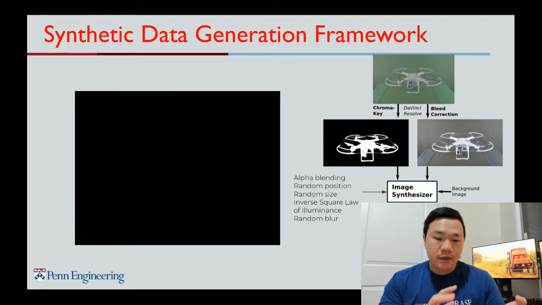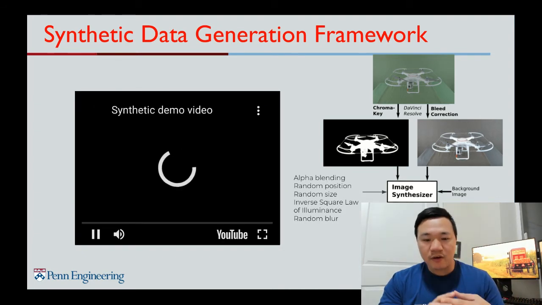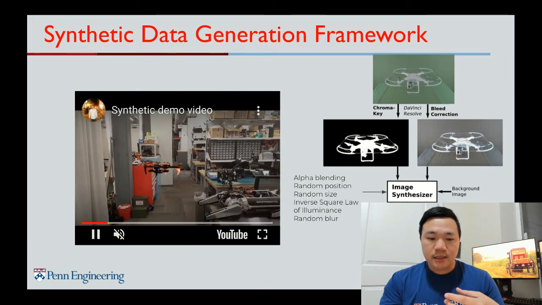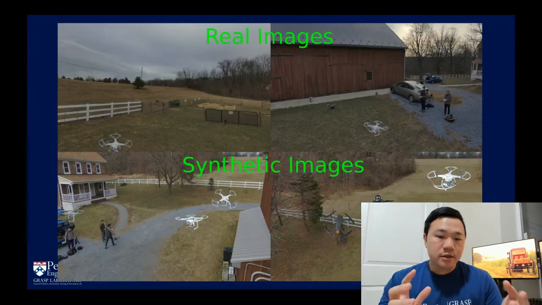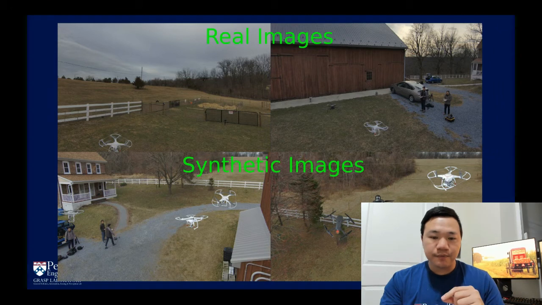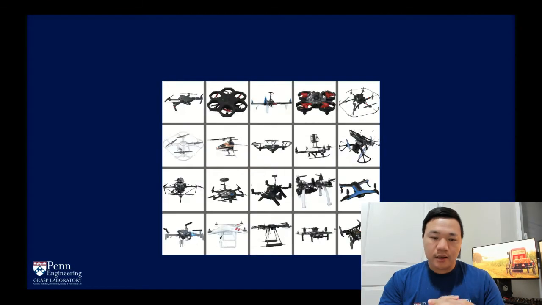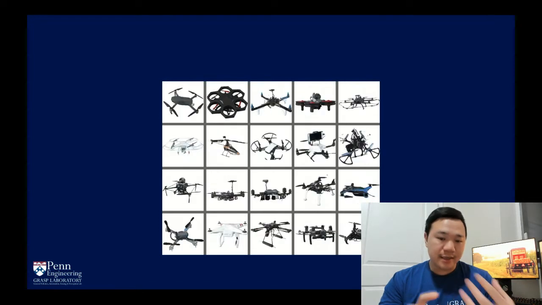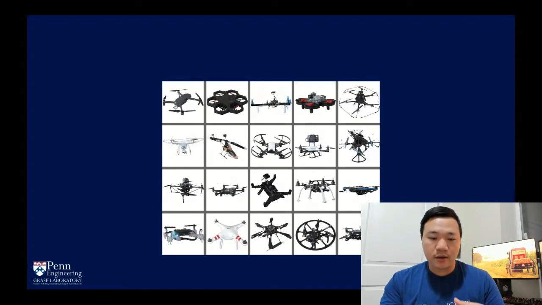Here are examples of the images that we obtained, comparing the static images and the synthetic images in the same environment, and some examples of the multi-MAV synthetic dataset that we introduced in this work.